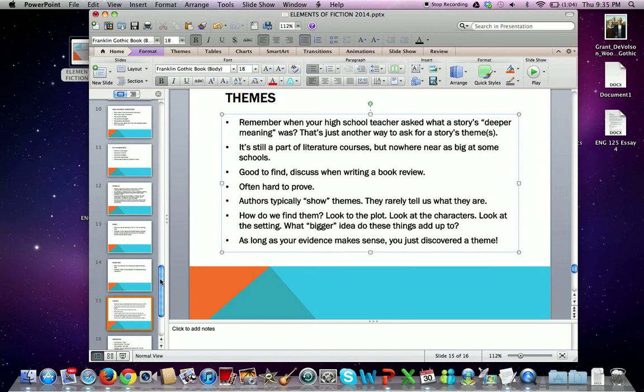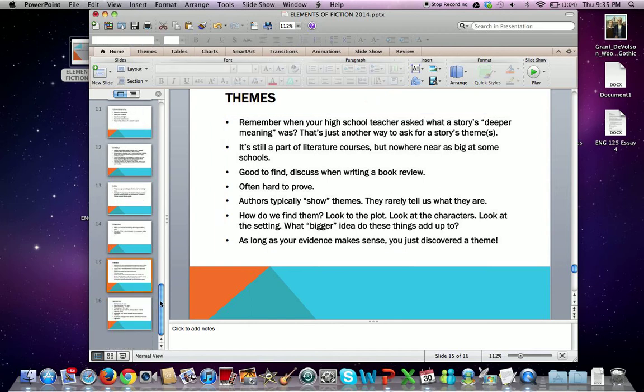So if you can support it with evidence from the text, you are good, which is really the case for anything in reading and then writing critically about fiction. As long as you have evidence in the text that supports your claim, you're good. You're going to write probably a paper that at the very least passes. So think about that.